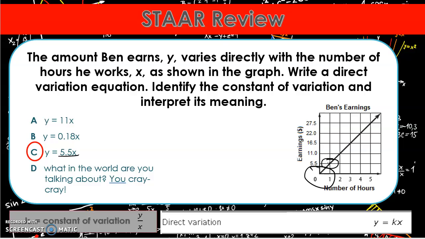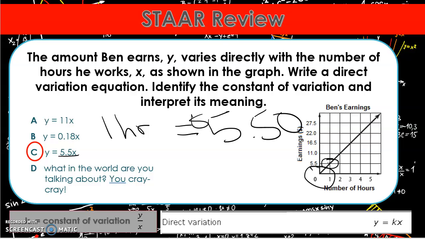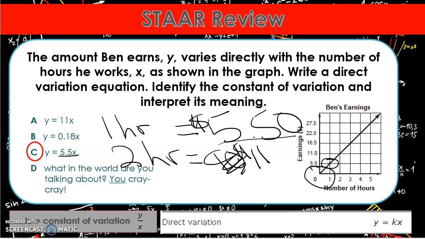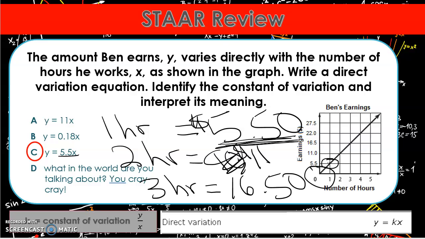Now what this means is for every 1 hour worked, this person earns $5.50. So if they worked 2 hours, they would earn $11. 3 hours, they would earn $16.50, and so on and so forth. So they earn $5.50 every hour. It's your hourly wage.